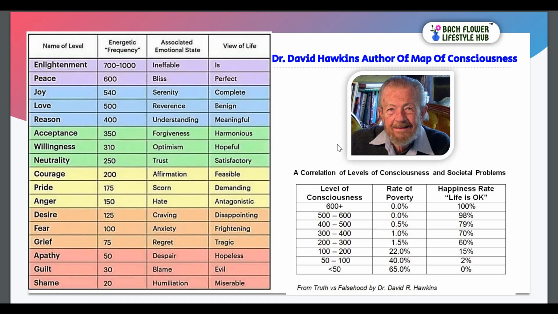Usually, when we are carrying vibrational energy below 400, we are considered to be in a neutral or negative state of mind. When we have a vibrational frequency of more than 400, we will be in a positive state of mind. That's the observation of Dr. David Hawkins. So we can increase this vibrational energy using the Bach flower remedies, which will help us stay higher in vibrational energy, and which can help us achieve love, peace, and happiness in our life.